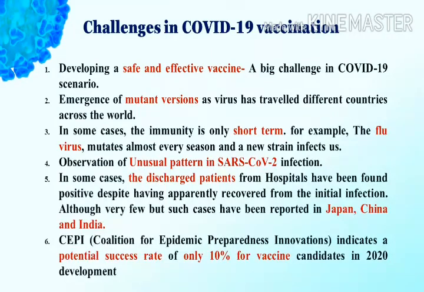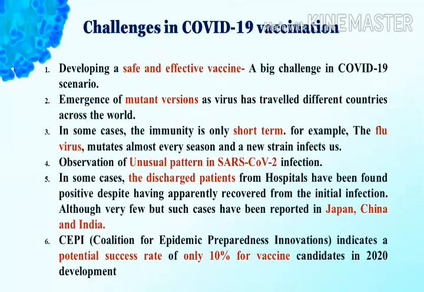In some cases, the immunity is not lasting. Another problem with these viruses is that, for example, for the flu virus, every season the flu virus changes and a new strain comes. So whatever immunity we are getting is for the short term.